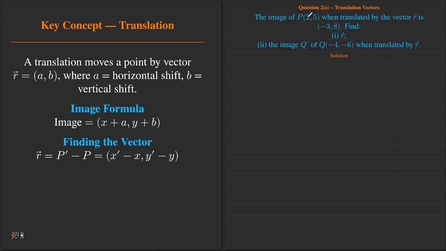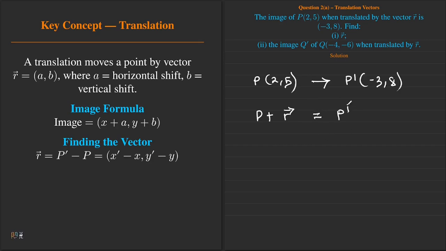So back to the question, we are writing down our parameters. We know P, our point P, was given as what? 2, 5. And then after the translation, it gives us this. That is P prime to be what? Negative 3, 8. Now we said that we need to add our translation vector, which in this case is R, in order to be able to get our P prime.